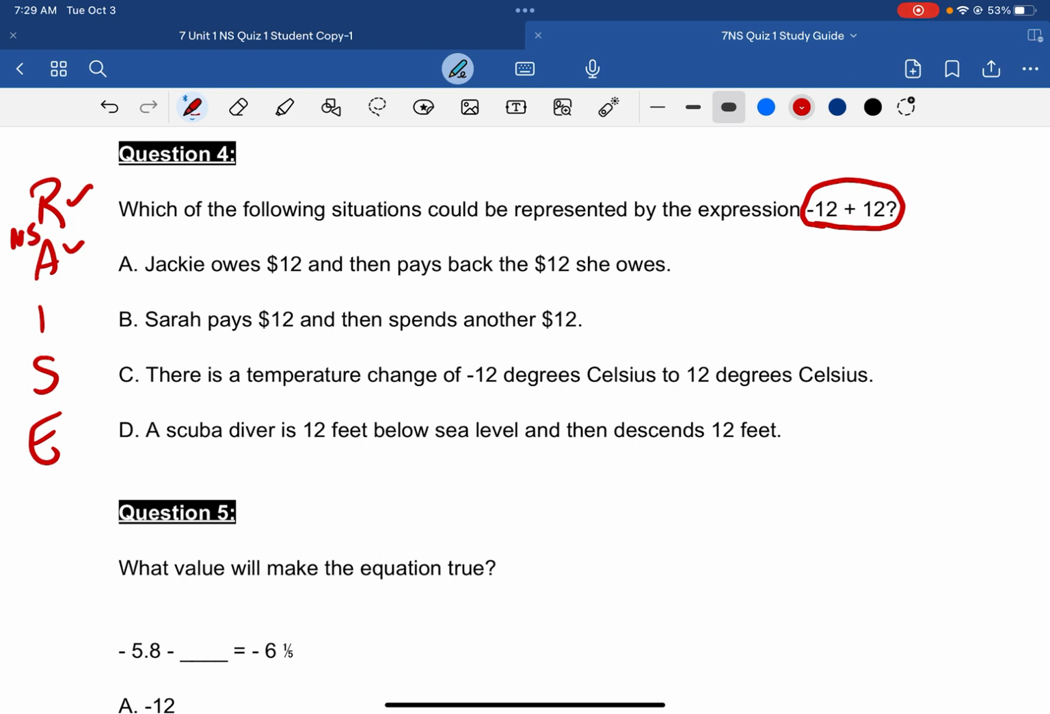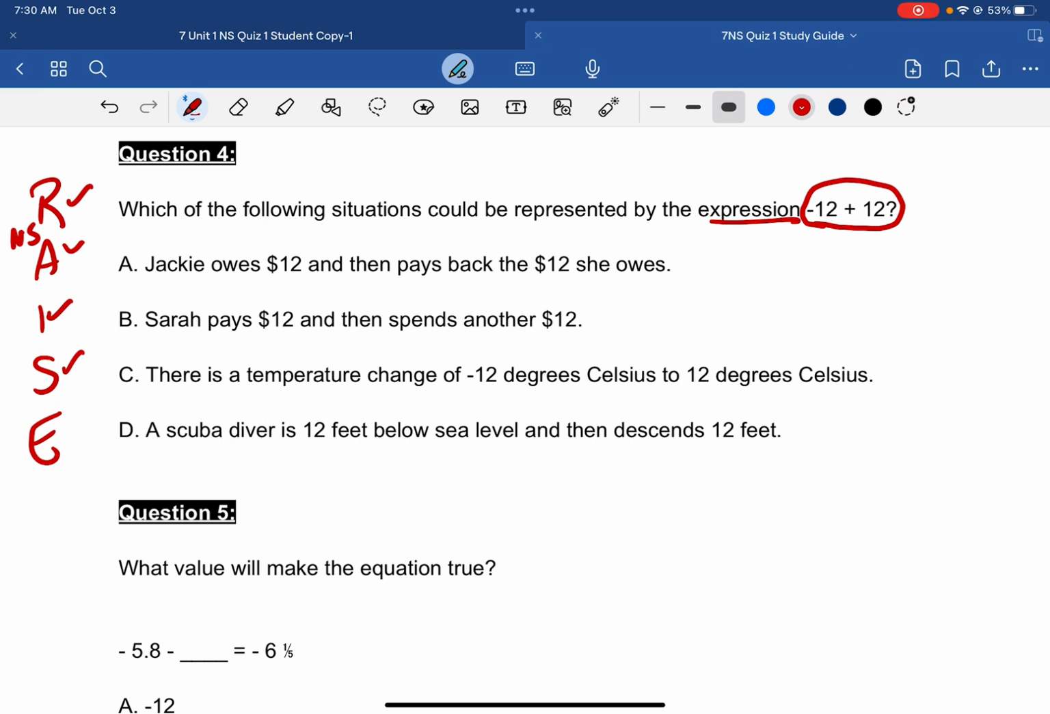I, identify key facts. Really, this expression here is our key fact. There's nothing else really, and all the other information we need is actually in each of our choices. So now we'll go to S, which is to show our strategy. We're going to go choice by choice and see which of these would give us negative 12 plus 12. And we're going to annotate each of the choices so that we know that we end up with this expression.